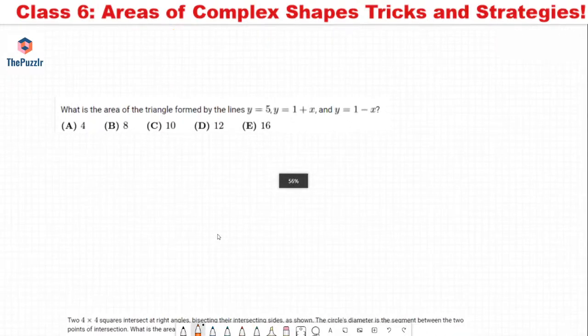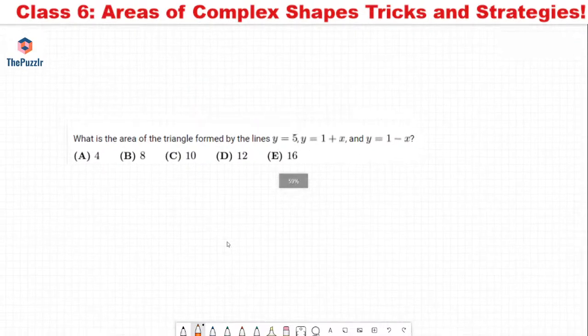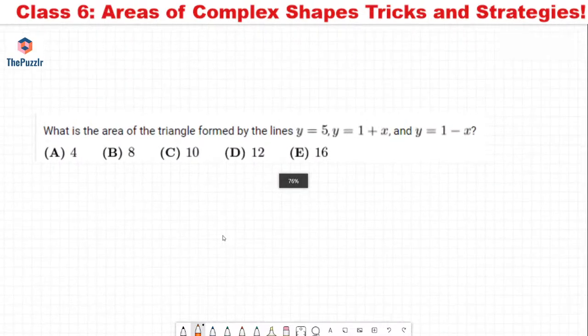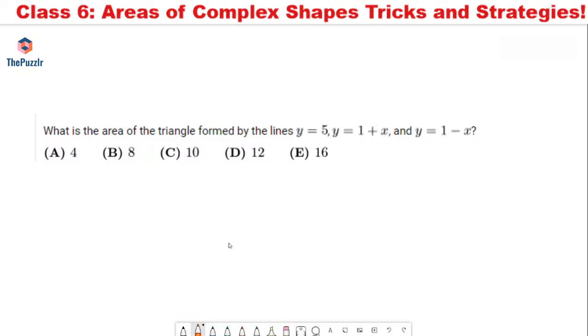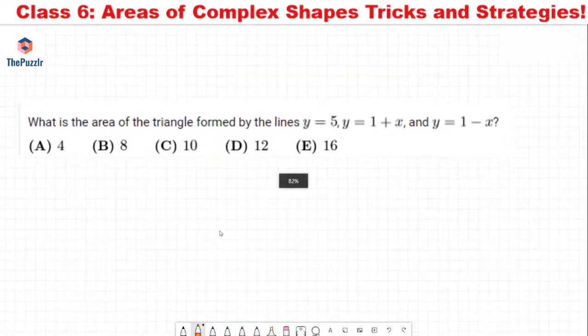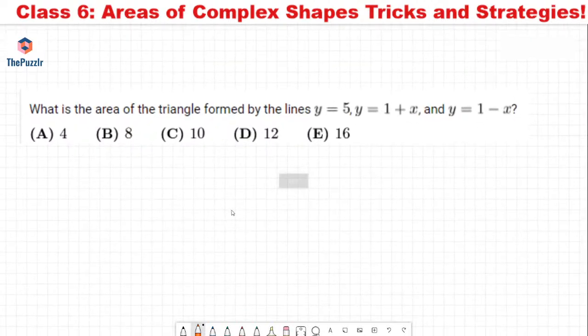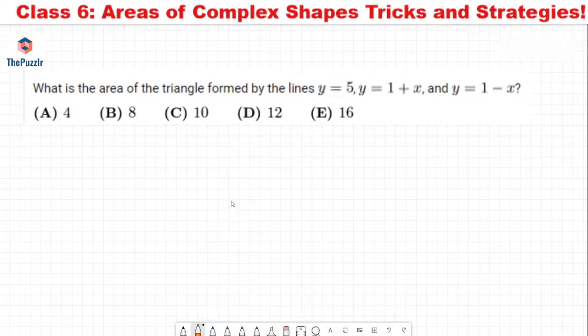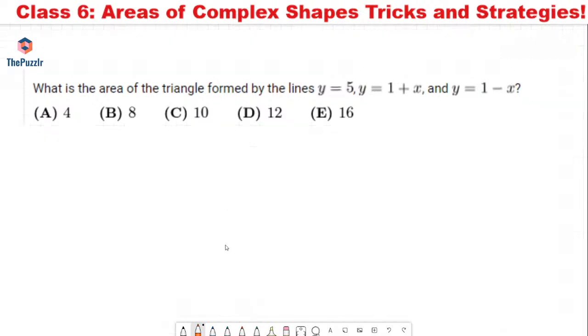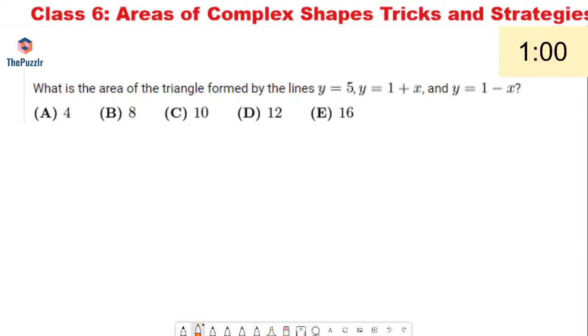What is the area of a triangle formed by the lines y equals 5, y equals 1 plus x, and y equals 1 minus x? So let's see. I think this problem is one of those problems where I'll give you guys more than 1 minute, maybe 2 to 3 minutes to try this problem. Right? So let me start the timer. I'll give you guys about 2 to 3 minutes to try and solve this problem.